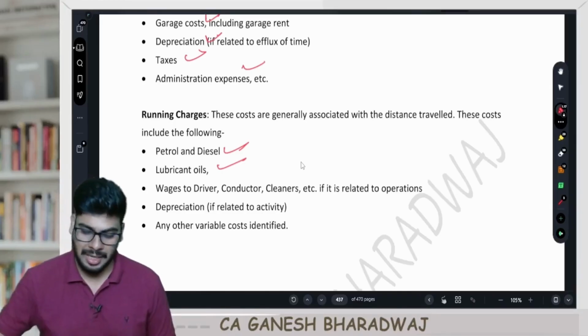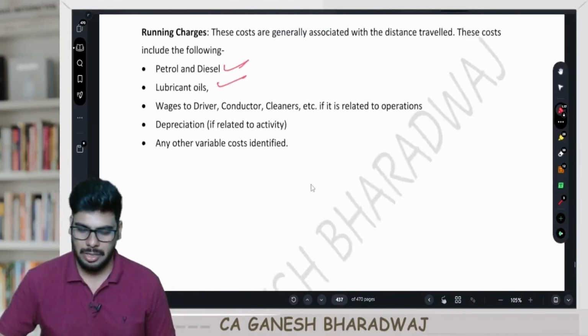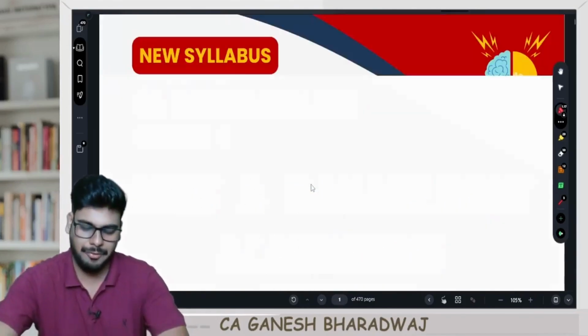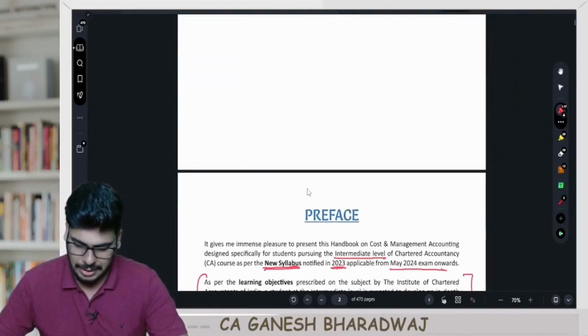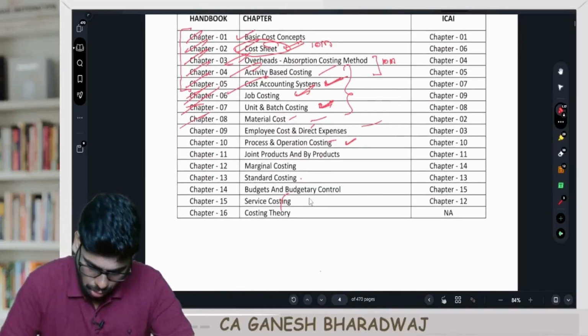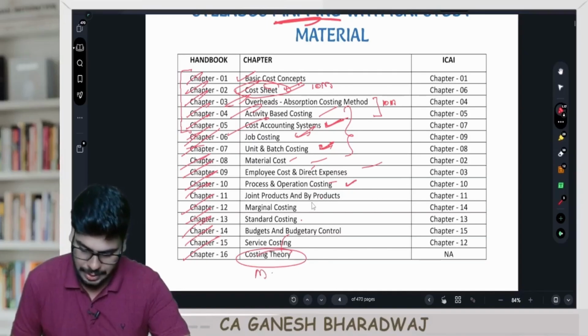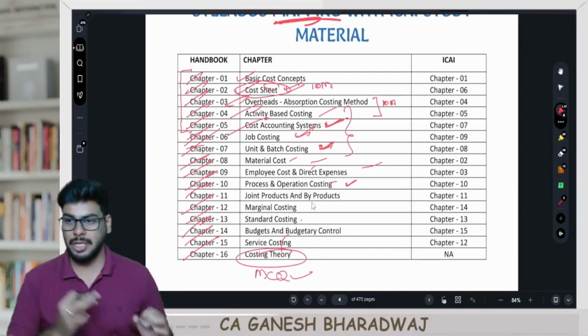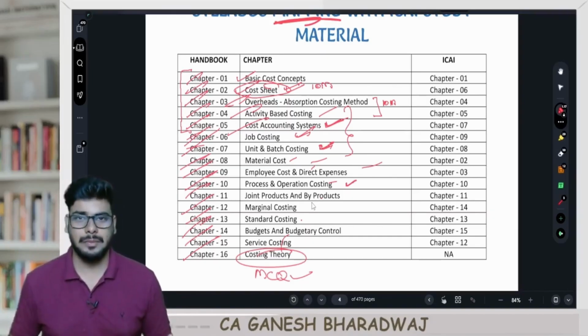Clear with this? Right? So, with this, we have finished not just this chapter, but we have finished the entire syllabus of CA Intermediate Cost and Management Accounting. So, all the chapters are done, including costing theory as well as MCQs. Every single chapter we have covered. We have done a very comprehensive coverage, right?